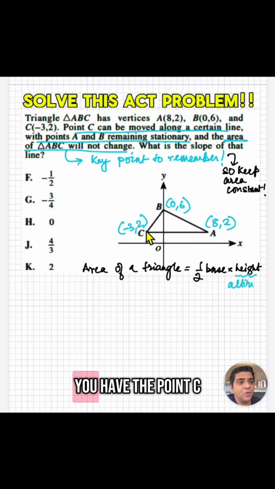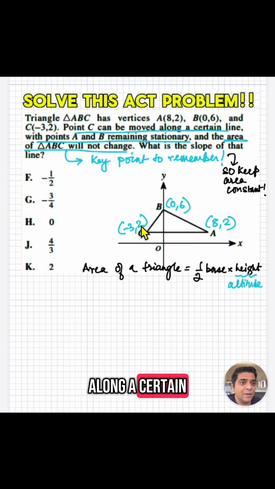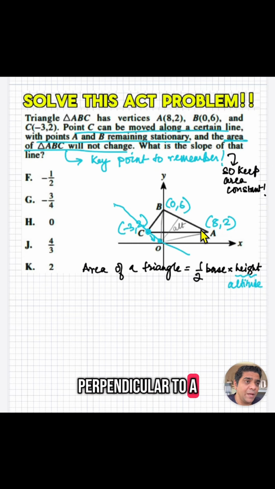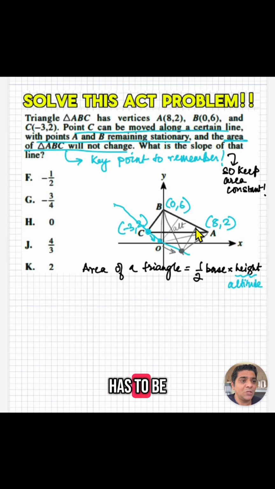So if you have C moving along a certain line here, in order for the area to be constant, when you drop altitudes from C, those have to be the same length. So let's say this is our line that C is moving along. Let's say C moves to this point. From here, let's say we construct the triangle again. So this height, or altitude, we drop from C perpendicular to AB has to be a certain height, which, if C moves, has to be the same height.